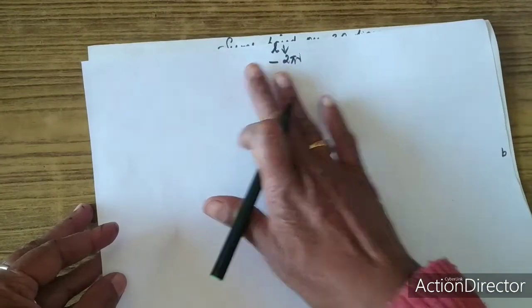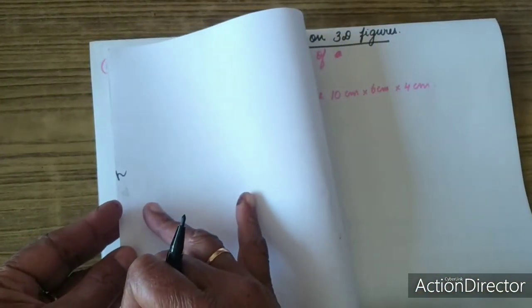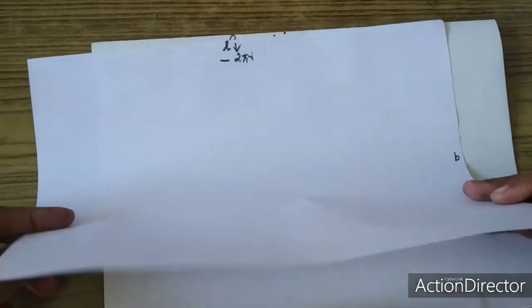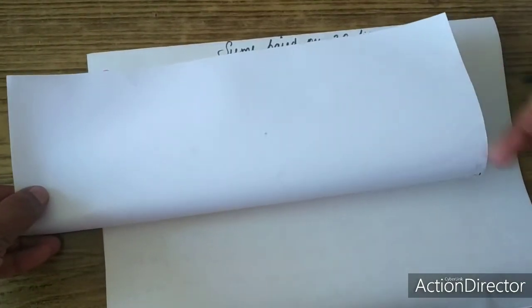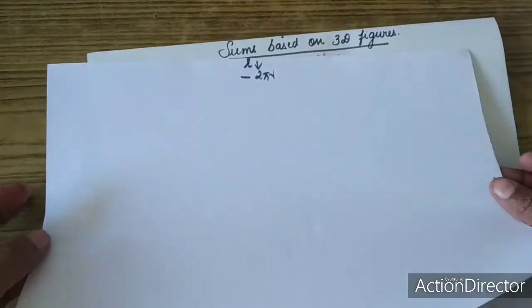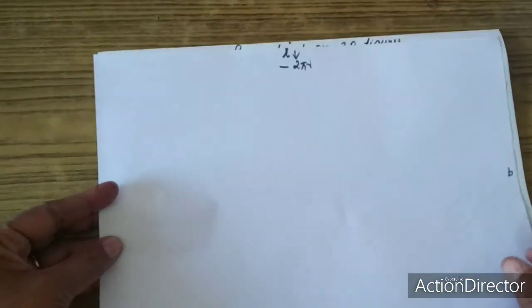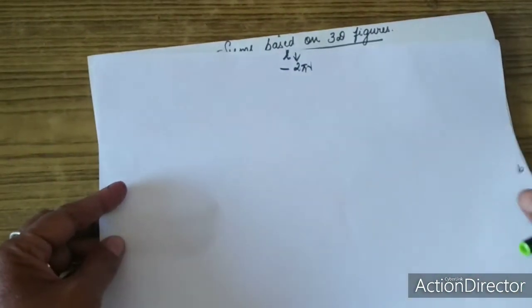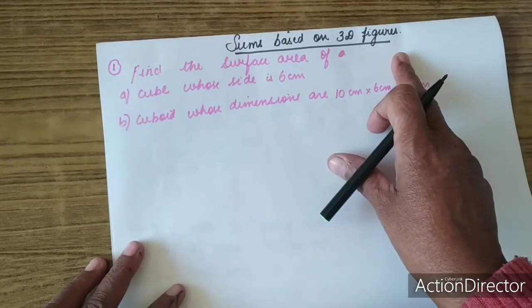If I am folding along the length, the length becomes the circumference, equal to the circumference of the circle. And if I am going to fold along the breadth, the breadth becomes equal to the circumference of the circle. So you have to read the question carefully to see on which side it is folded. Questions based on this can be asked in the exam. Now let us see some questions based on 3D figures.